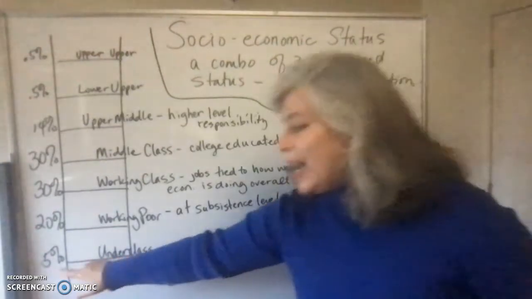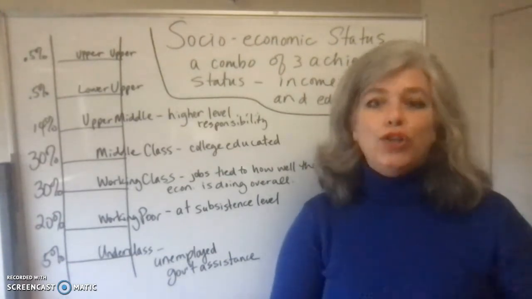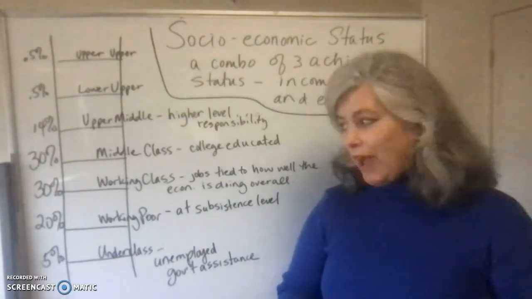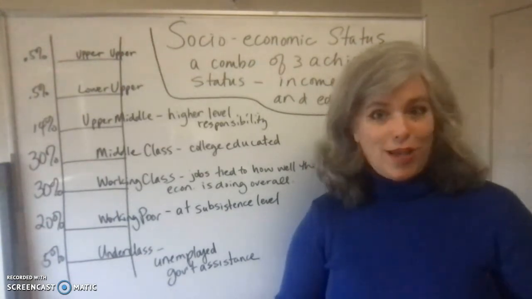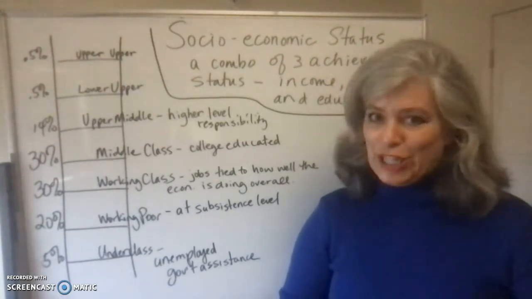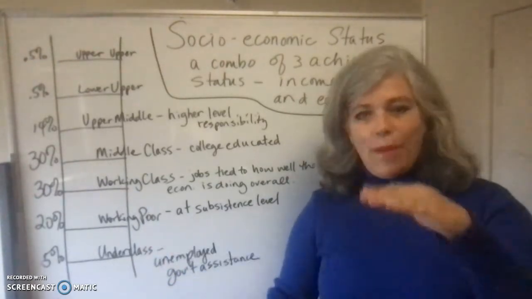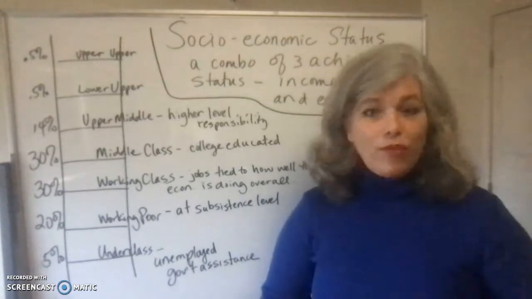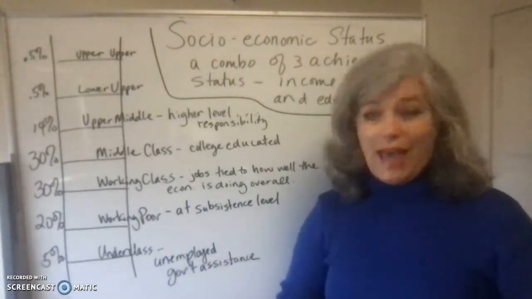Okay, so about 5% of the whole U.S. population is considered underclass. About 5%. Not a lot, but enough. You know, you can't just thumb your nose at it. It's enough to pay attention here. Okay. Also, working poor, one step up. About 20% of the U.S. population is represented on these bottom 2 rungs of the ladder.